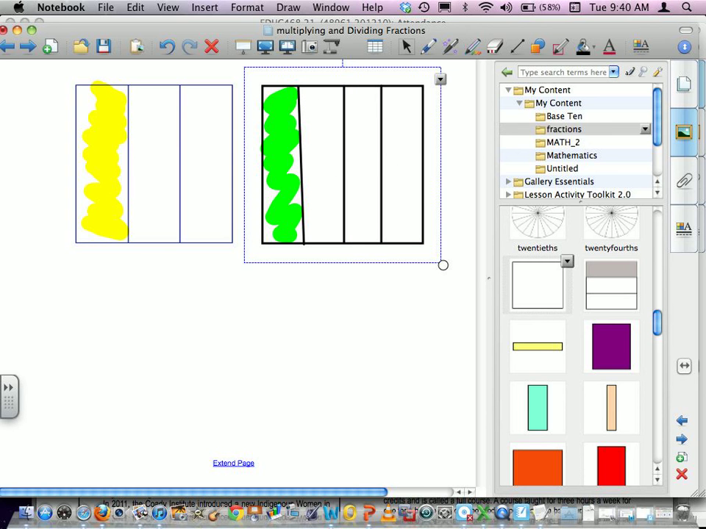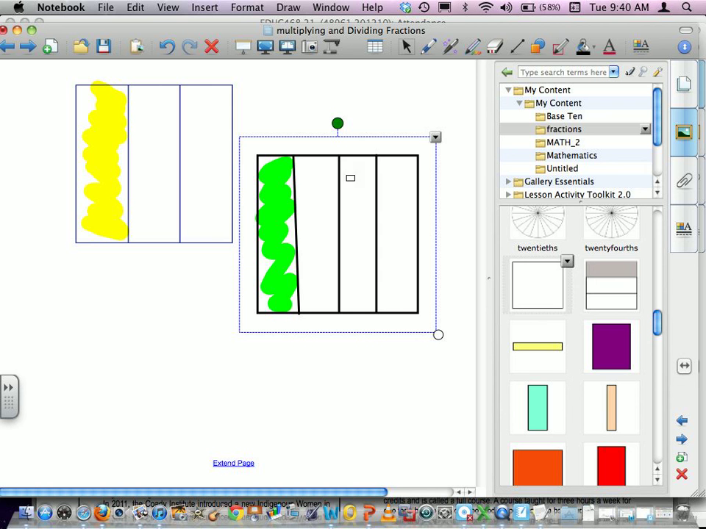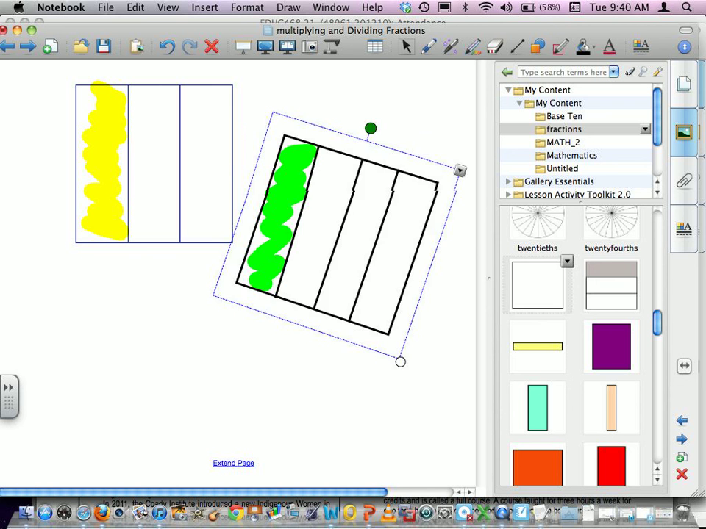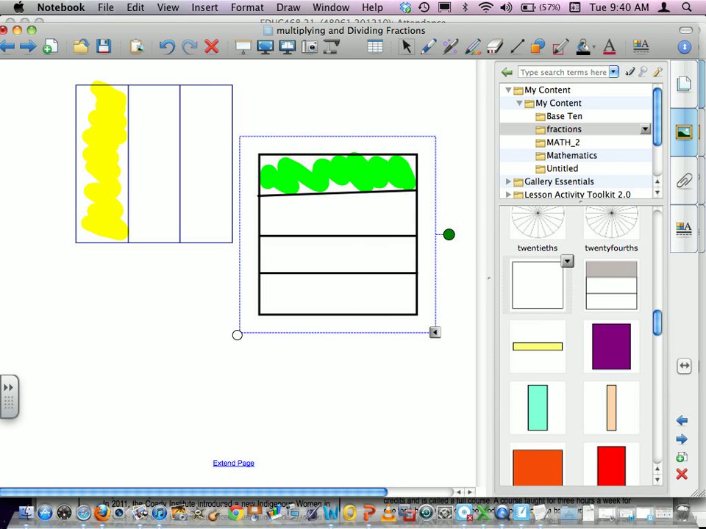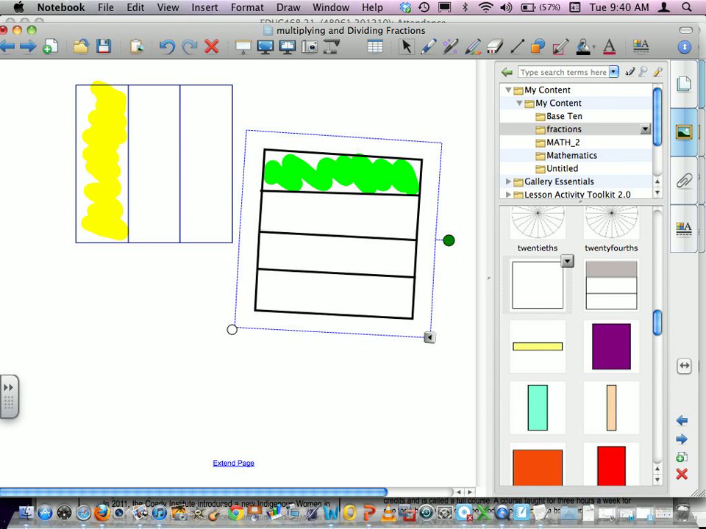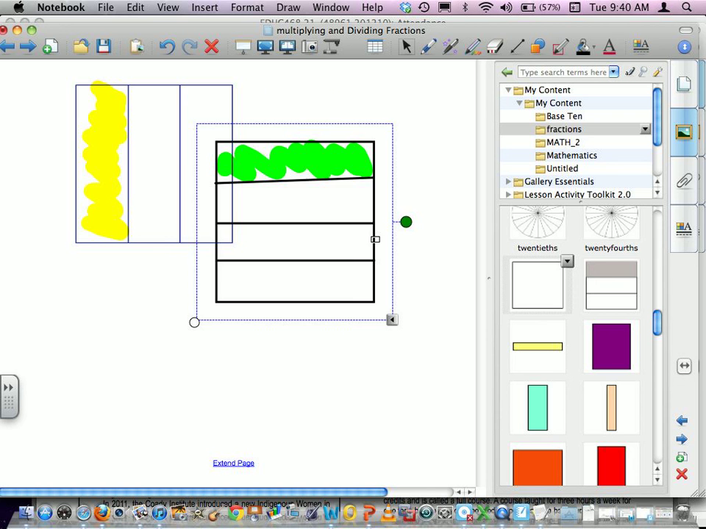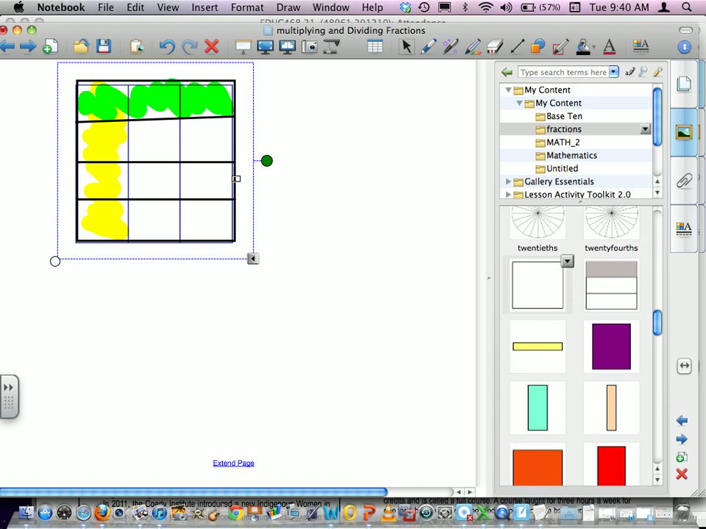Watch this, Dennis. So now here's what we're going to do with this. We're going to take this and we're going to go like this. So you're going to rotate one, and you're going to slide it over top of the other one.